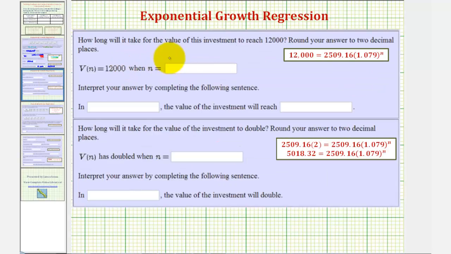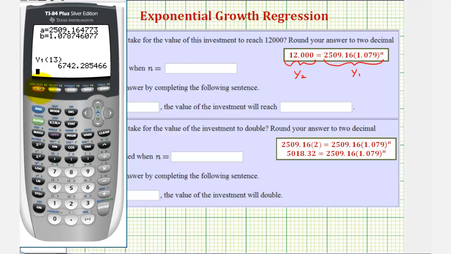The next question is, how long will it take for the value of this investment to reach $12,000? In other words, what would n be when v of n is equal to 12,000? To form the equation we want to solve, we substitute 12,000 for v of n as we see here. We're going to solve this graphically, and since we already have the right side in y1, we're going to enter 12,000 in y2, and then find the point of intersection to find the value of n. So we'll go back to the calculator, press y equals, press enter to go to y2 and enter 12,000.